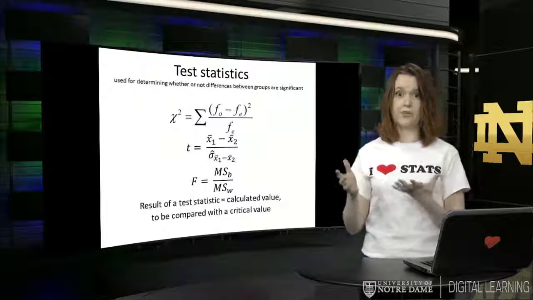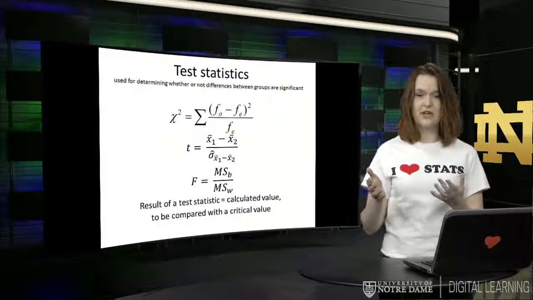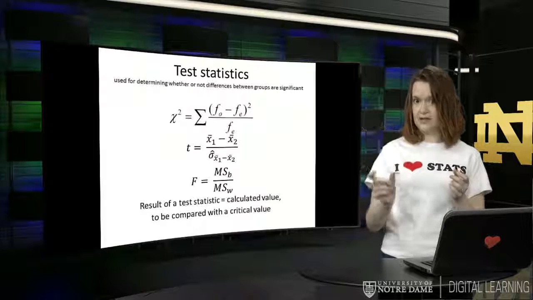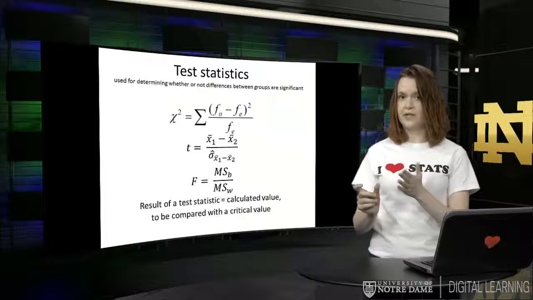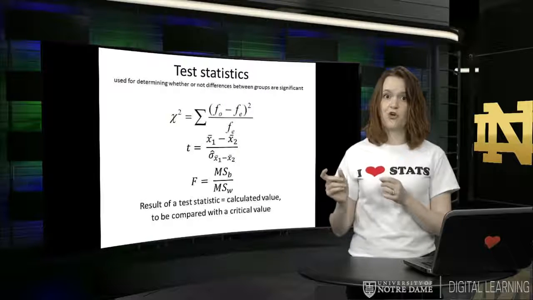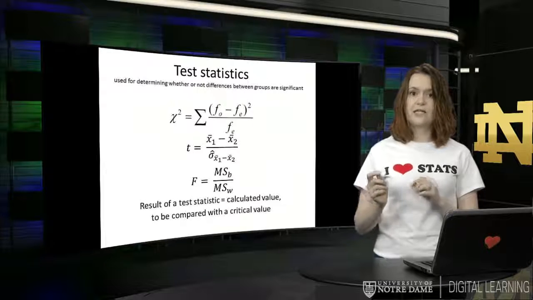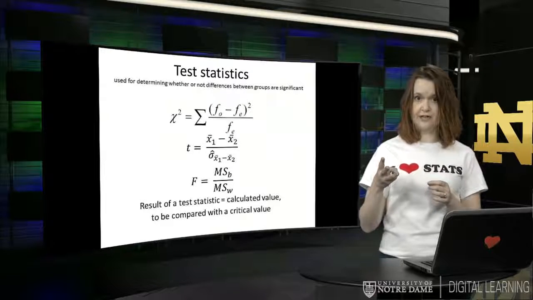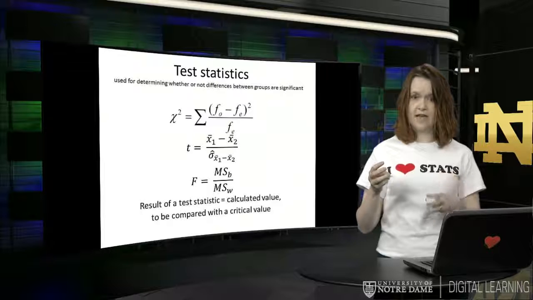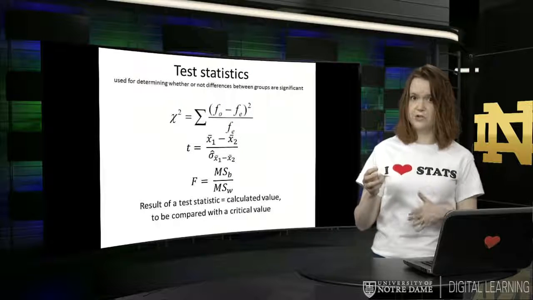Okay, so what's that something else that you're going to compare things to? You're always going to have a calculated value. That's what comes out of these formulas. And the something else is called a critical value. We're going to find the critical value from a table because we have 3 different tests, chi-square, T, and ANOVA, or ANOVA is also called F.